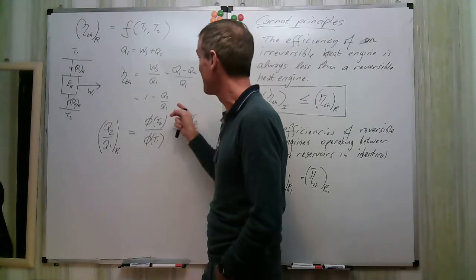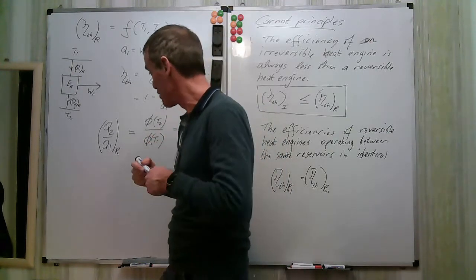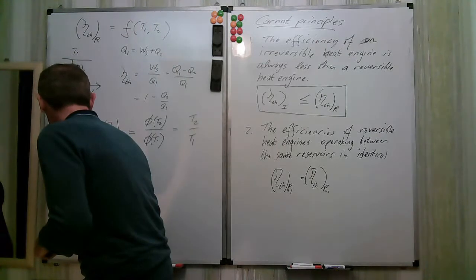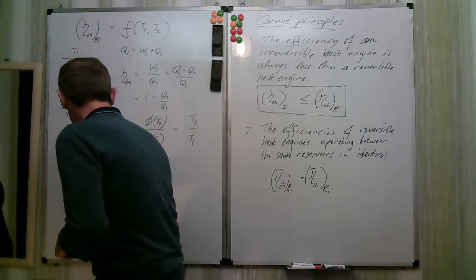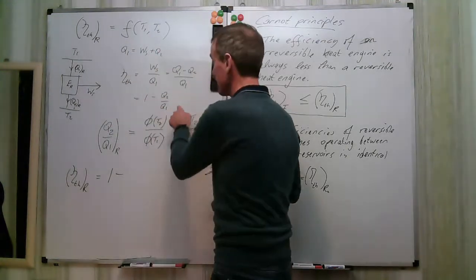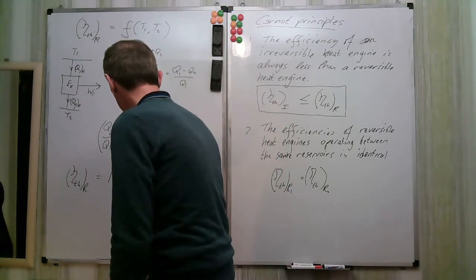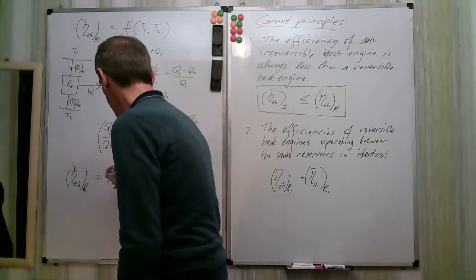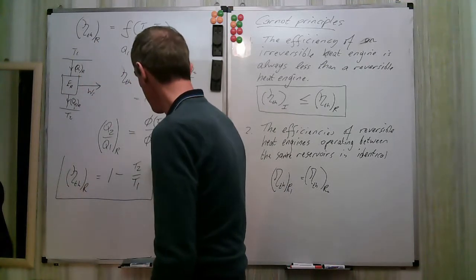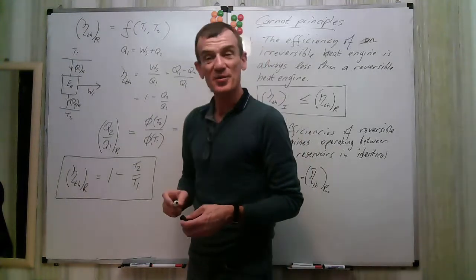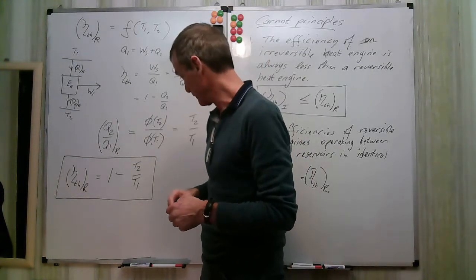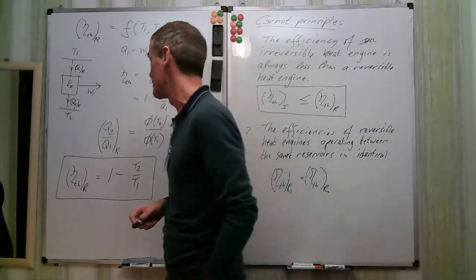So that was that. So what we find then is that the thermal efficiency for a reversible engine is equal to 1 minus T2 over T1. So this is the thermal efficiency for a reversible engine, given by this result, which is quite a powerful result.